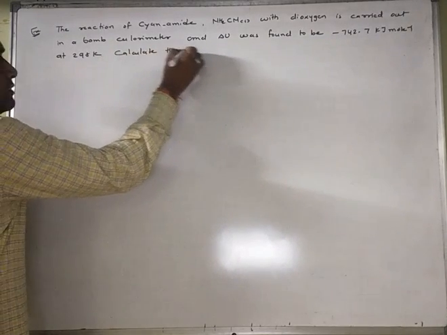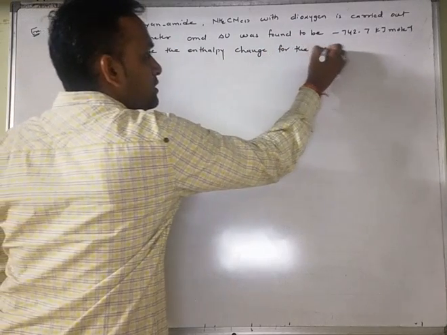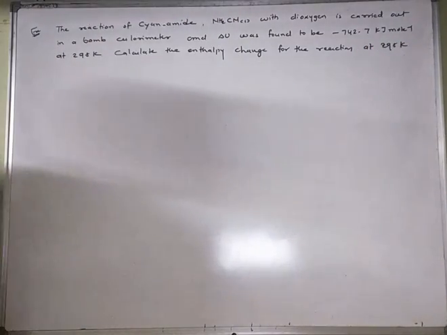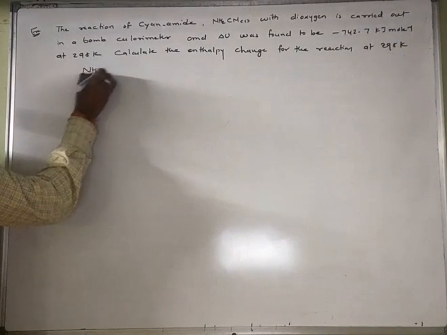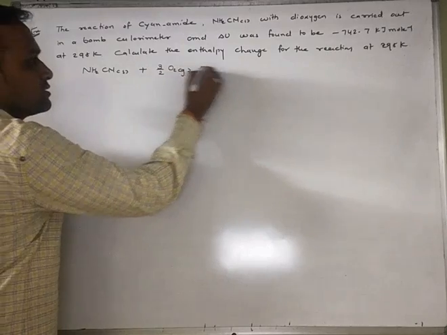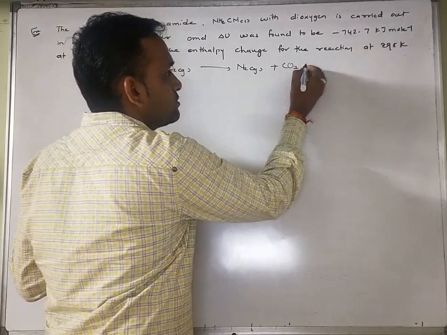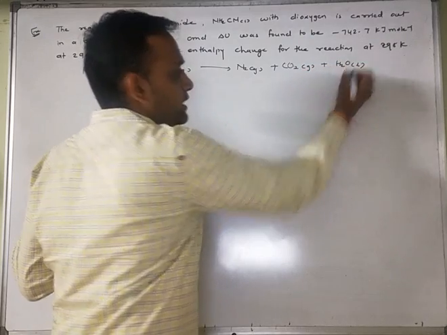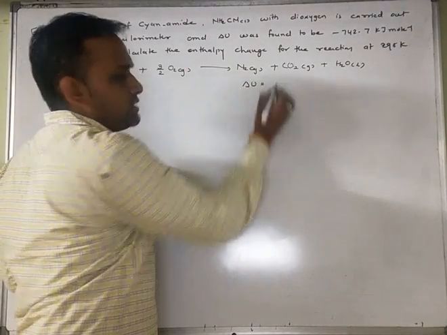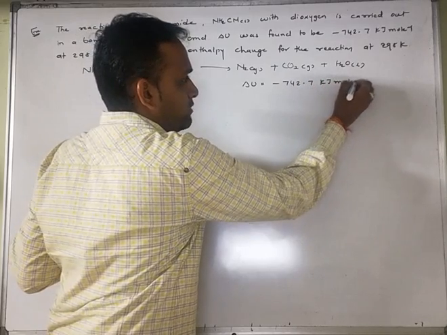Calculate the enthalpy change for the reaction at 298 Kelvin temperature, right. यहाँ पे रिएक्शन दी गई है कि NH2CN solid plus 3/2 O2 gas gives N2 gas plus CO2 gas plus H2O liquid. अंडरस्टैंड. तो पहले तो यहाँ पे मुझे डेल्टा यू दिया गया है कि डेल्टा यू देयर इज अ चेंज इन द इंटरनल एनर्जी minus 742.7 किलो जूल मोल इनवर्स. मुझे क्या फाइंड आउट करना है?